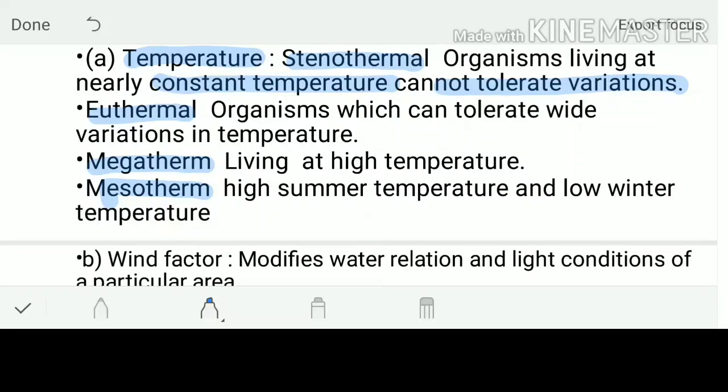The eurythermal organisms are the ones which can tolerate a wide range of variations in the temperature. There are some special animals which can live at high temperature as well, so they are called megatherms. Mesotherms are the ones which can live at the high summer temperature and lower winter temperature as well. They can adjust on that basis.